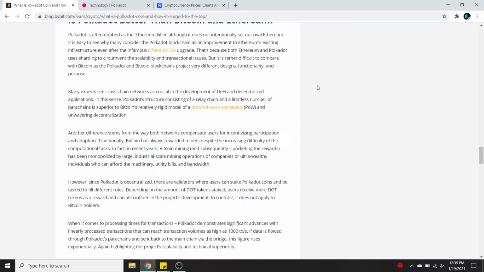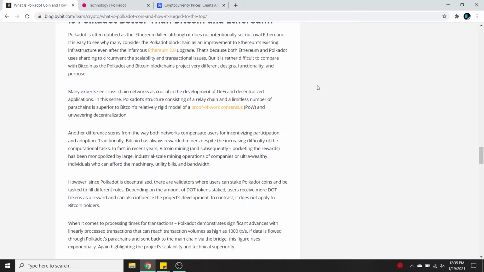Another difference stems from the way that both networks compensate users for incentivizing participation and adoption. Traditionally, Bitcoin has always rewarded miners despite the increasing difficulty of the computational tasks. In fact, in recent years, Bitcoin mining has been monopolized by large industrial-scale mining operations of companies or ultra-wealthy individuals who can afford the machinery, utility bills, and the bandwidth.